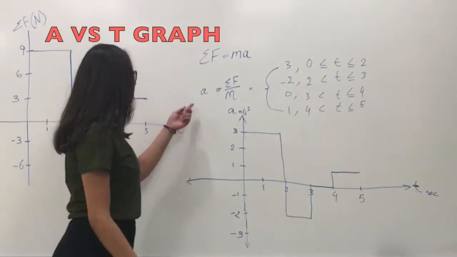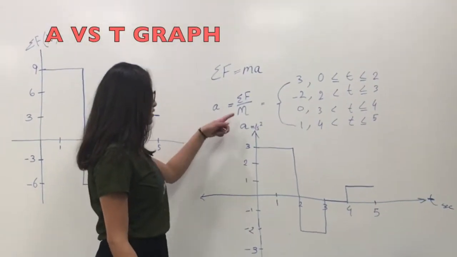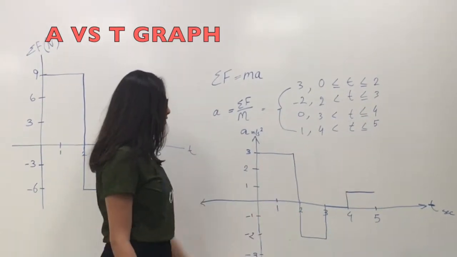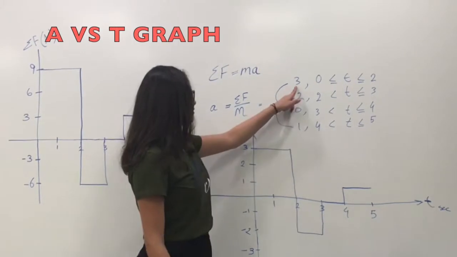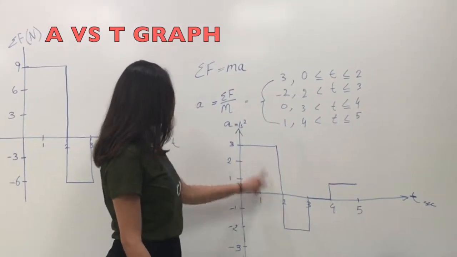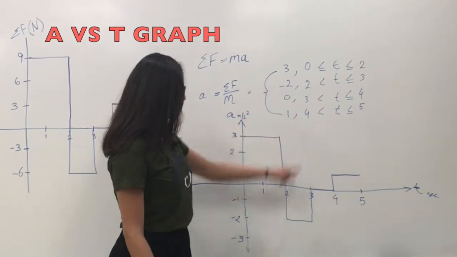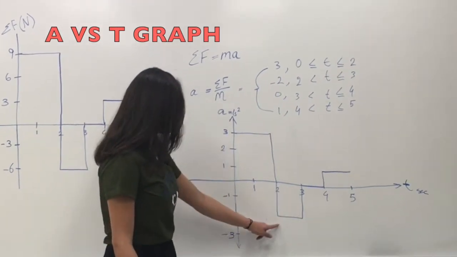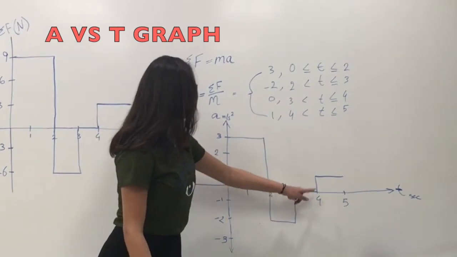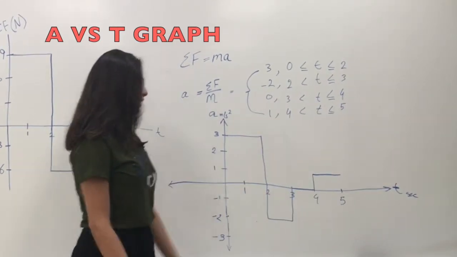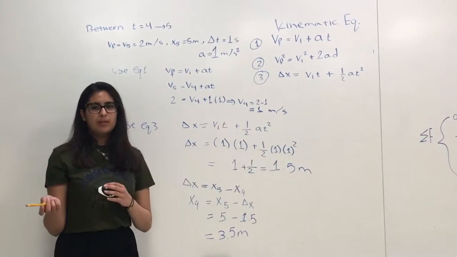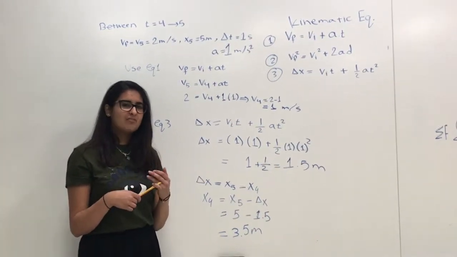Since we obtained the acceleration by using this formula, we are able to draw the acceleration versus time graph. As you can see, it's accelerating at 3 meters per second squared from 0 to 2, from 2 to 3 seconds it's at negative 2, from 3 to 4 it's 0, and from 4 to 5 it's 1 meter per second squared. Now we have graphed the acceleration versus time graph, and we're left with the position versus time graph and the velocity versus time graph.